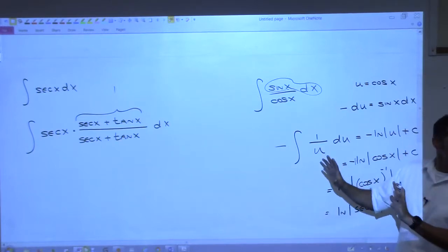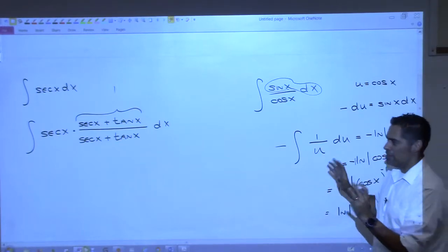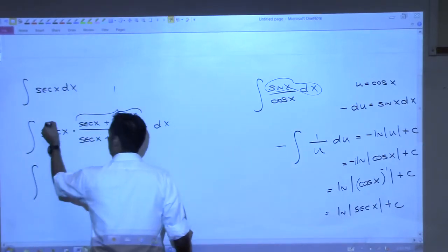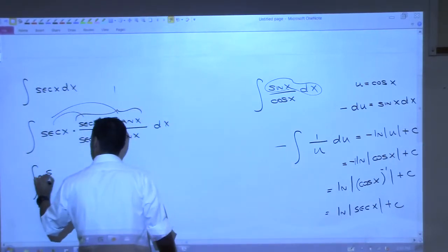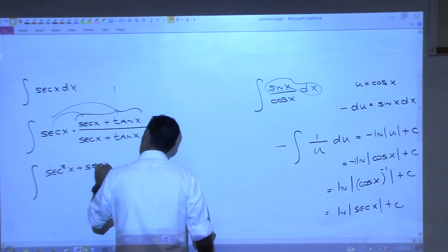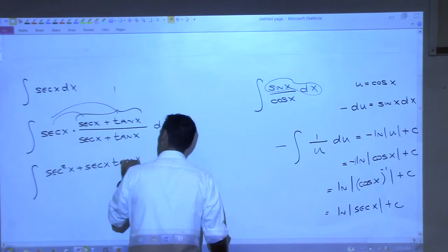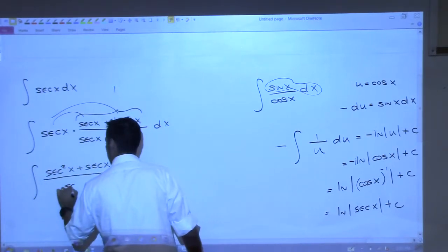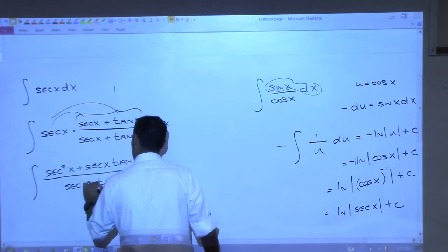We would never come up with that on our own. We would never just say, let's put that in there. But look what happens. If we multiply through the top, we get secant squared x plus secant x tangent x, all over, the denominator hasn't changed, secant x plus tangent x.